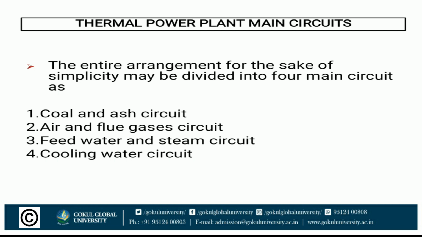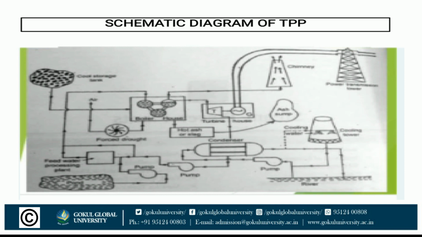Second one, air and flue gases circuit. The air is taken from the atmosphere by the action of a forced draught fan and passed through an air preheater, where it is preheated by the flue gases. The preheated air is supplied to the furnace to provide air for combustion of fuel. Due to combustion of the fuel, which is coal, hot gases, meaning flue gases, are produced.